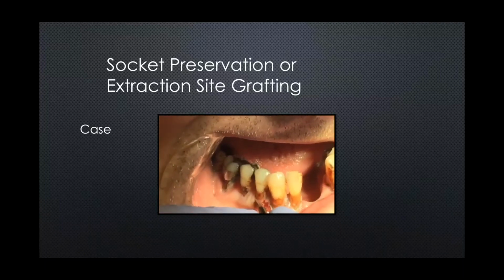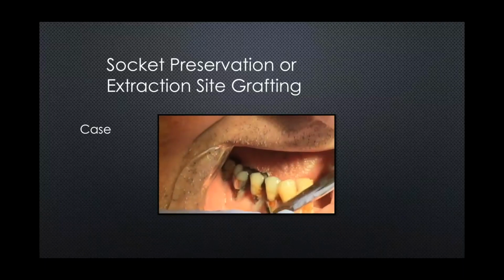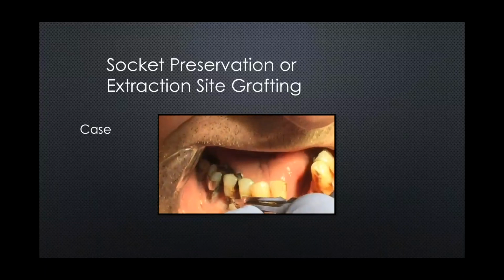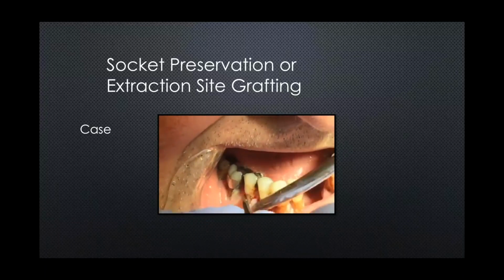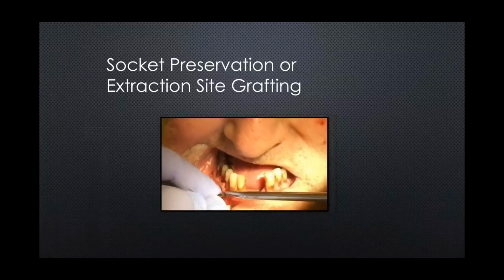I'll take my number 15 blade, lift up my papilla on the mesial to the tooth that we're taking out. We go intracircularly. Then I'll pick up the papilla distal to the tooth we're taking out with the blade. And then I'll come in there with my periosteal elevator.